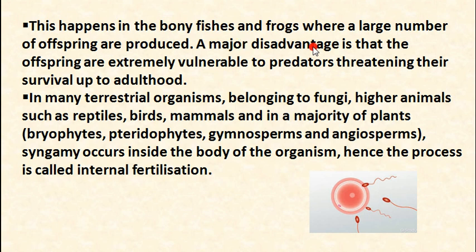Disadvantage meaning नुकसान, उस प्रोसेस का नुकसान क्या है, disadvantage. So the offspring are extremely vulnerable, meaning they are sensitive to predators, their hunters. Okay, शिकार. So उसके लिए वो शिकार के लिए sensitive है. If hunters hunt them, they will no longer live. So their survival up to the adulthood. Adulthood meaning उनको मैच्योरिटी तक पहुंचने में वो नुकसान करेगा.